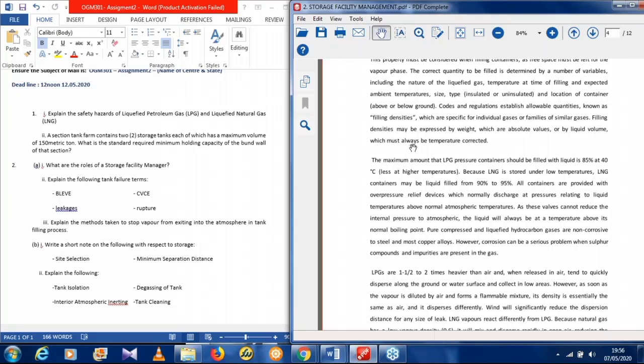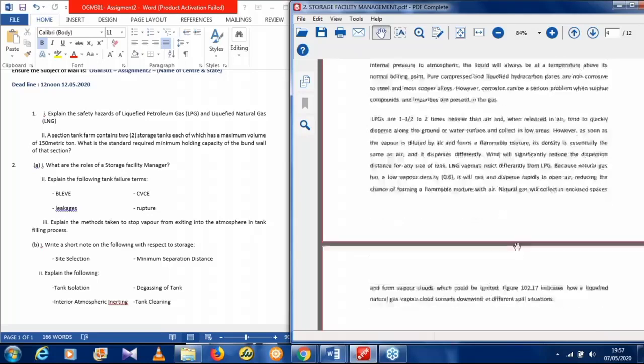Now, because LNG, liquefied natural gas, is stored under low temperatures, liquefied natural gas containers may be liquid filled from 90 to 95%. But for liquefied petroleum gas, we use 85% at 40 degrees Celsius. For liquefied natural gas, we make use of 90 to 95%. All right. All containers are provided with overpressure relief devices, which normally discharge at a pressure relating to the liquid temperature above normal atmospheric temperatures.